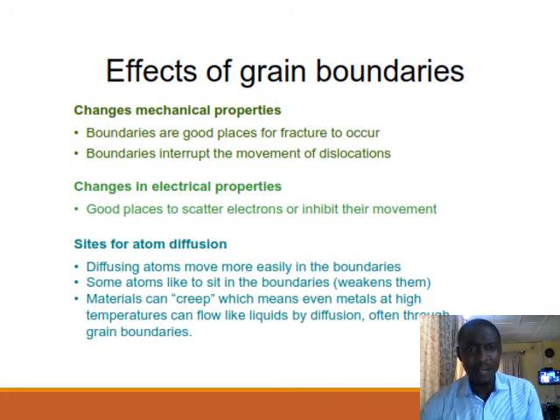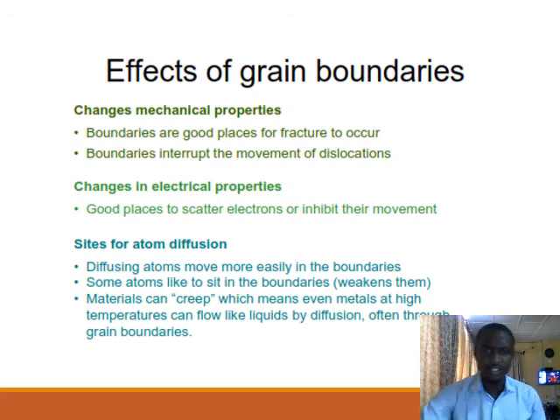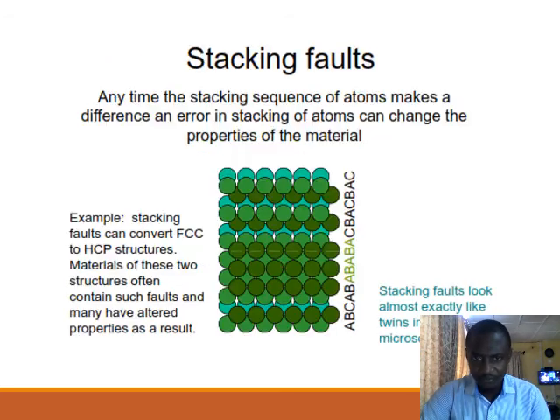So the grain boundaries can also serve as sites for atomic diffusion. So a diffusing atom will move easily within the boundaries. Of course, they cannot cross the boundaries. So if you want them to move far or wide, you have to make sure that these boundaries are missing. And if you want to contain them, you have to introduce these boundaries to contain them. So there are so many other examples. If you read the textbook, I expect that you'll get more.